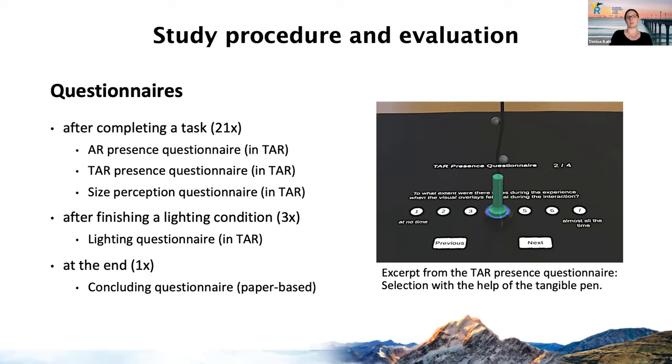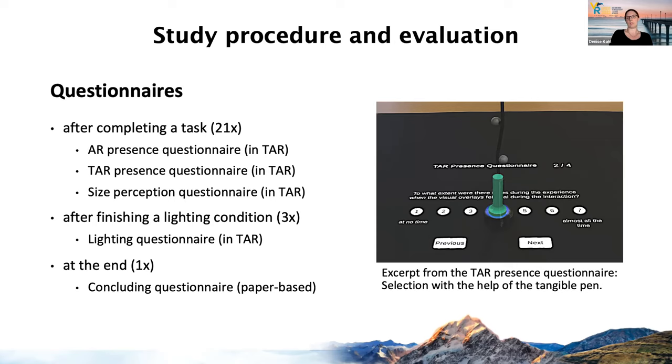After each task, the participants had to answer 3 to 4 short questionnaires consisting of 3 to 4 questions each. All of these questionnaires were rated using 7-point Likert scales and were presented in augmented reality as overlays on the table. With the help of a tangible pen, the participants were able to set their choices and go back and forth between the questions. The AR presence questionnaire evaluated how realistic the overlays in the respective task appeared, and the tangible AR presence questionnaire evaluated how realistic the interaction with the virtual objects felt.